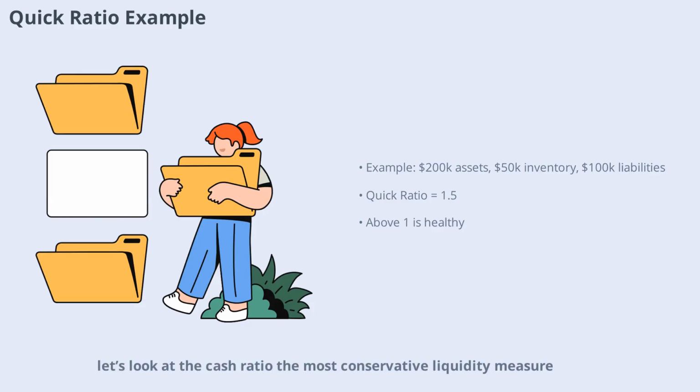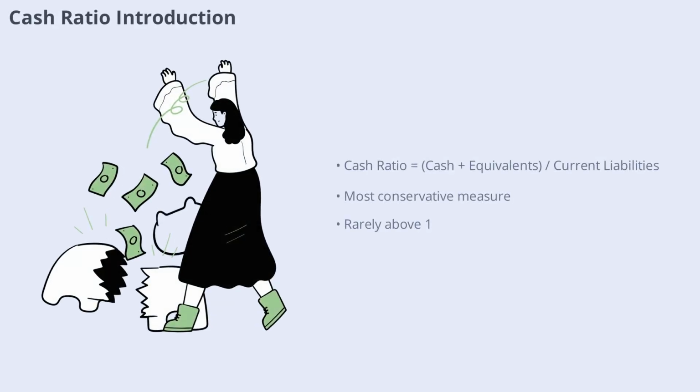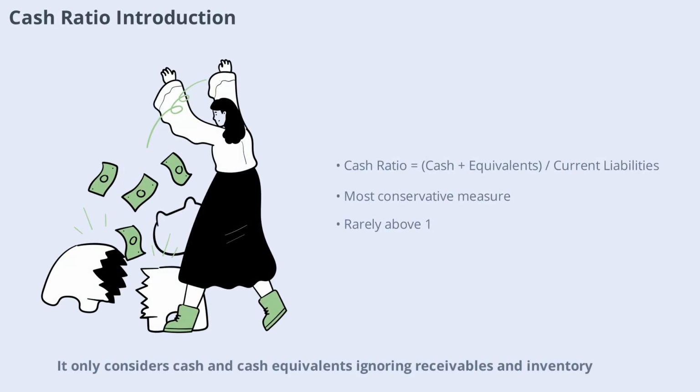Next, let's look at the cash ratio, the most conservative liquidity measure. Cash ratio is the strictest liquidity ratio. It only considers cash and cash equivalents, ignoring receivables and inventory. The formula is (cash plus cash equivalents) / current liabilities. This ratio shows whether a company could pay off all its short-term debts immediately using only its most liquid resources. While a ratio of 1 or higher is very safe, most companies operate with a lower cash ratio, balancing liquidity with the need to invest cash elsewhere.